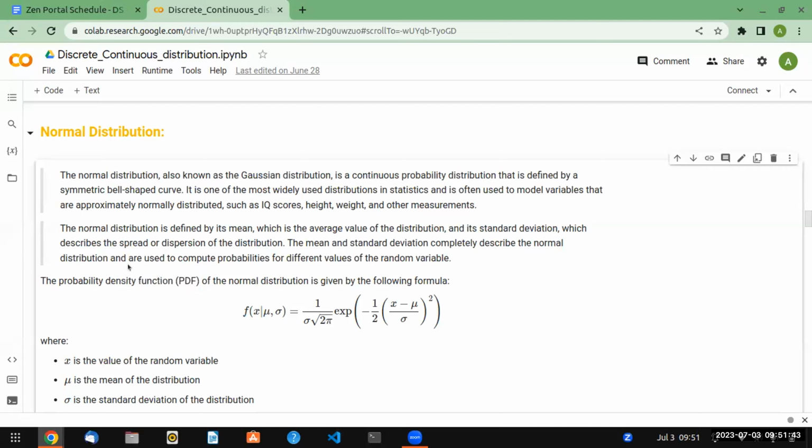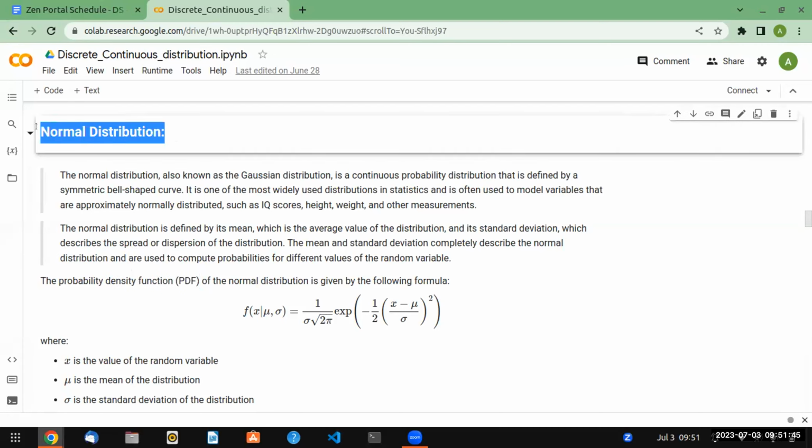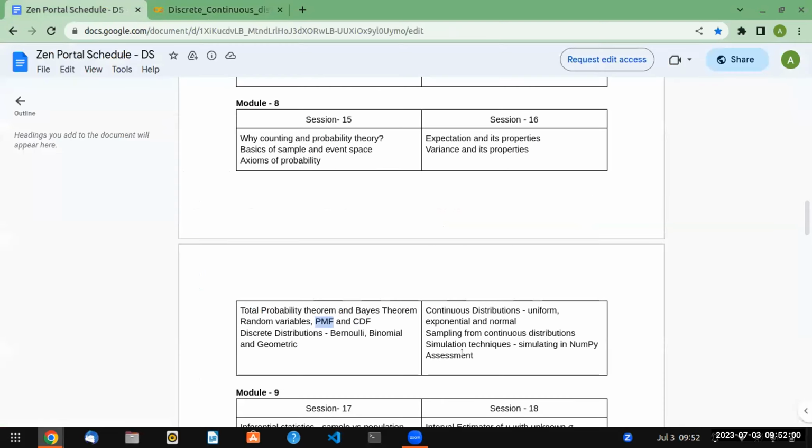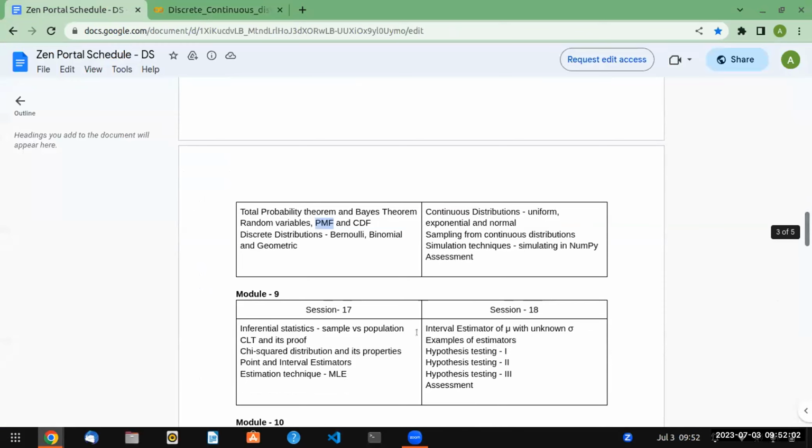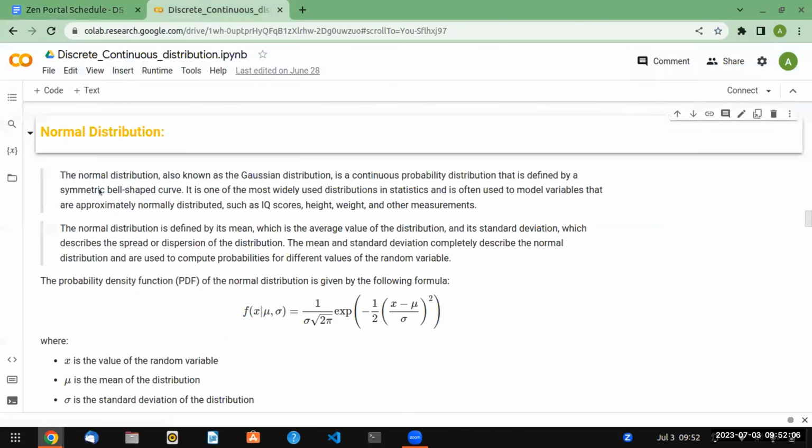Now let's deep dive into a widely used, frequently used distribution in the industry, that is called normal distribution. And using this concept, we are going to prove some theorems also. Not today, I think, right? In the next session, CLT, central limit theorem. Using this normal distribution, we are going to see the theorem.